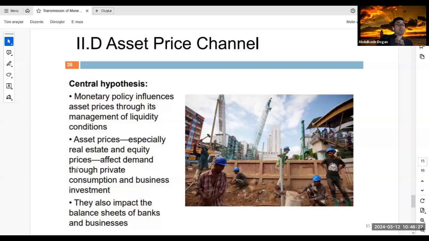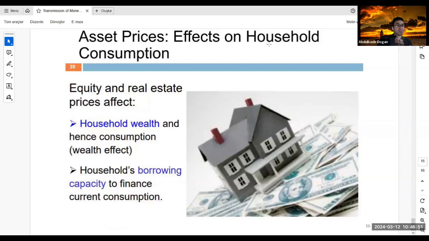Asset prices affect demand through private consumption and business investment. And they also impact the balance sheets of banks and businesses, right? They can affect the prices of stocks and real estate of private households. This is the private side. And they also affect the business side via the balance sheet channel. So at the end, asset prices affect household consumption. As you see, equity and real estate prices affect household wealth, because if the real estate prices are going down, I have less money and inflation will go down.